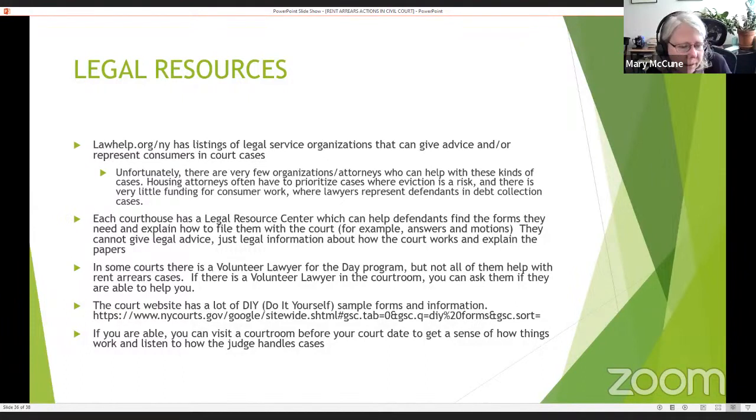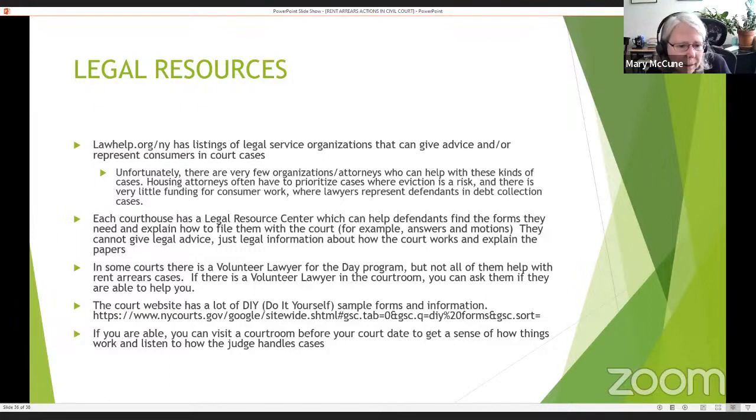The court website has a lot of do-it-yourself sample forms and information, so you can read it. It's not really geared necessarily towards rent arrear cases. A lot of it is credit card cases. I find that some of the information for small claims cases is helpful because they talk about how to prepare your case. The rules of evidence don't apply to small claims court, and typically you can't get discovery. So it's not a perfect fit, but it can give you some general practical information on how to prepare your case.